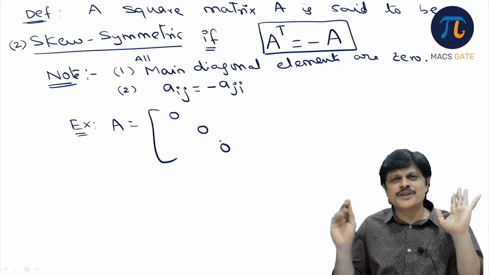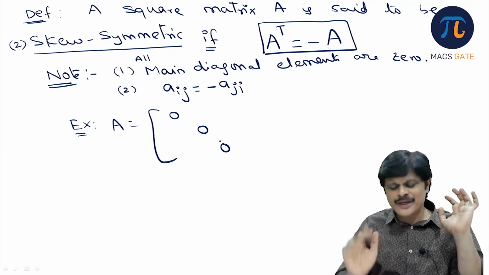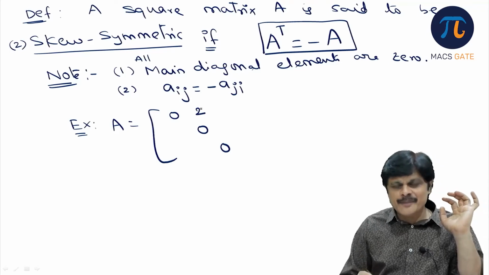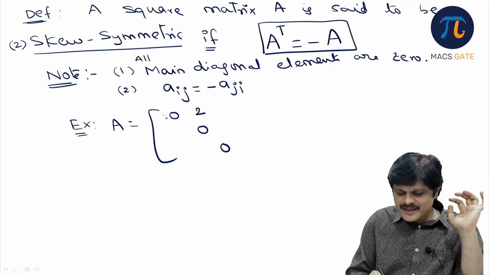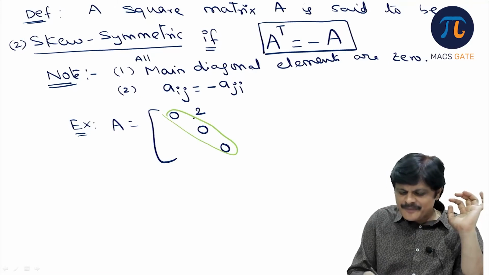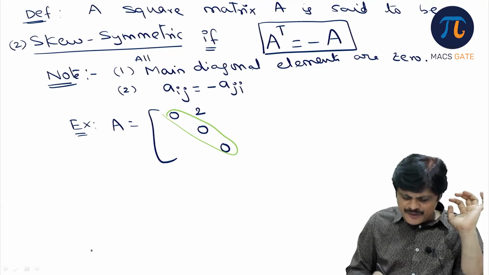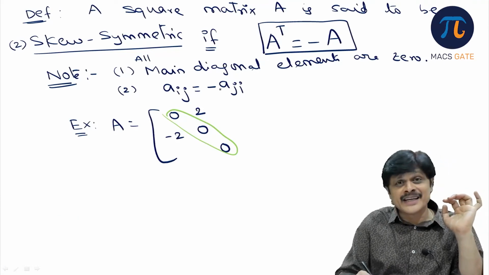Main diagonals will be 0 if it is skew symmetric; that is compulsory. Now, for the mirror images, you can just see the mirror images. This is your main diagonal. What is the mirror image? If it is 2, the mirror image must be minus 2.